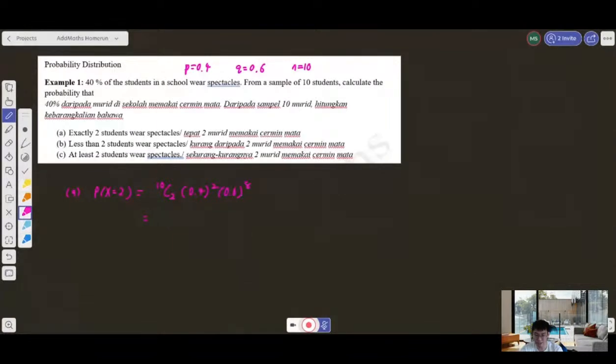Okay, this is the very basic question that I am going to discuss with you all. Nothing hard yet. Then look at the B. They say I want less than 2. What is less than 2? Meaning to say I only want no people wearing spectacles, or maybe one person wearing spectacles.